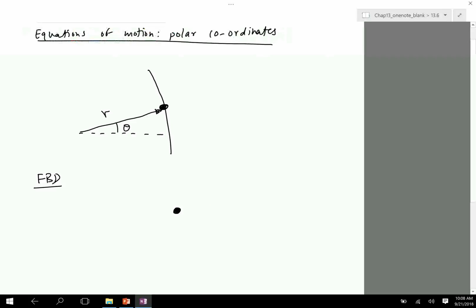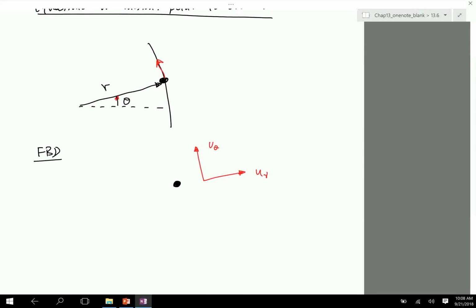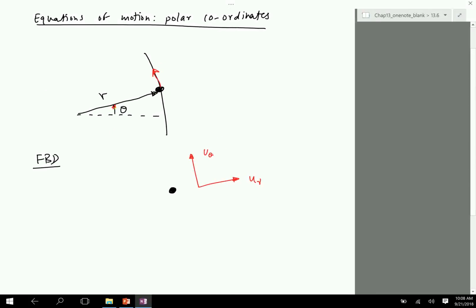Show the coordinate axes. In this case, the coordinate axes are U_r and U_theta. I'm assuming that the particle is moving this way, so theta is actually increasing upwards, so U_theta is going to be upwards. Usually you may not show it on the arrow. Sometimes we assume that counterclockwise is positive, so that way it is counterclockwise, unless you're told clockwise is positive.